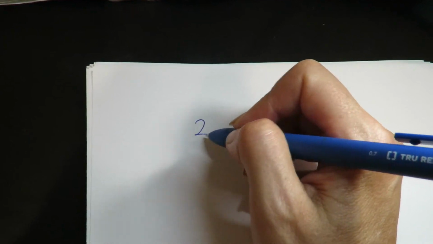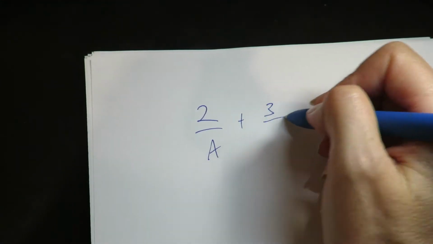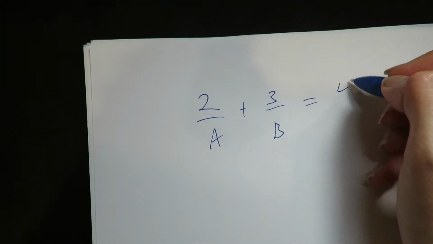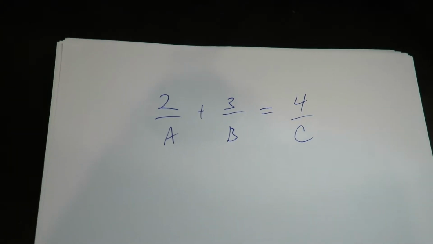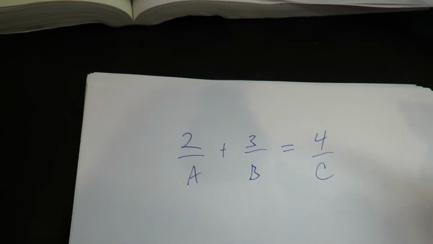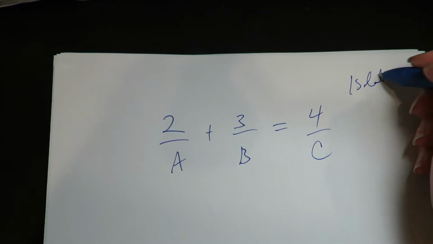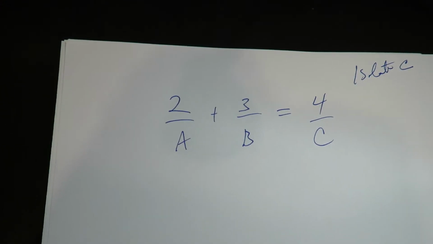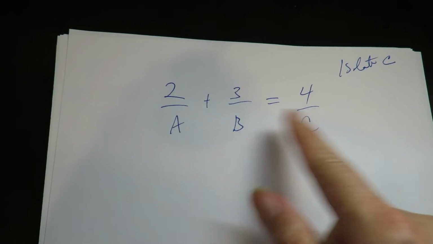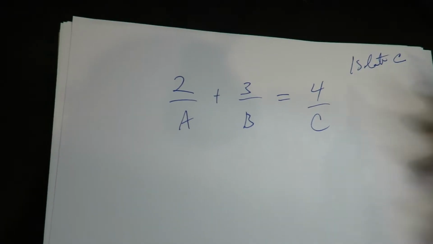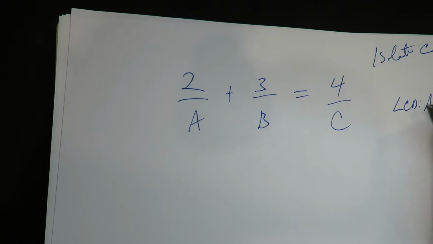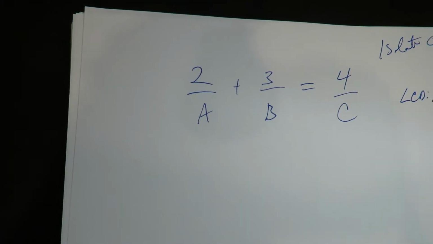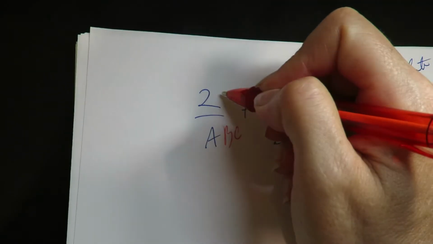Okay, I'll just do one more. This is actually one of my favorites to sort of put in a test somewhere or your final. All right, let's try this one. In this case, let's isolate C. Okay, so we're isolating C. The first thing is I've got fractions here, so I've got to get rid of the fractions. So I'm going to do the LCD, which is ABC. So I'm going to balance.